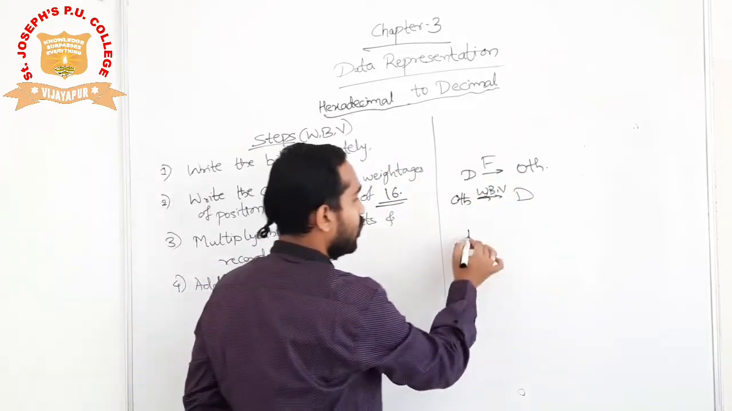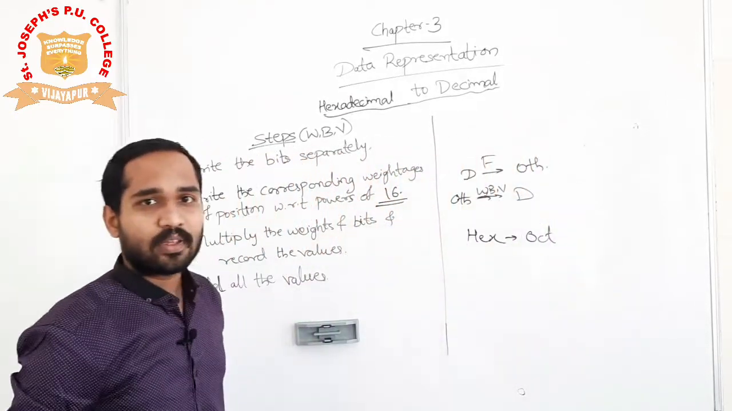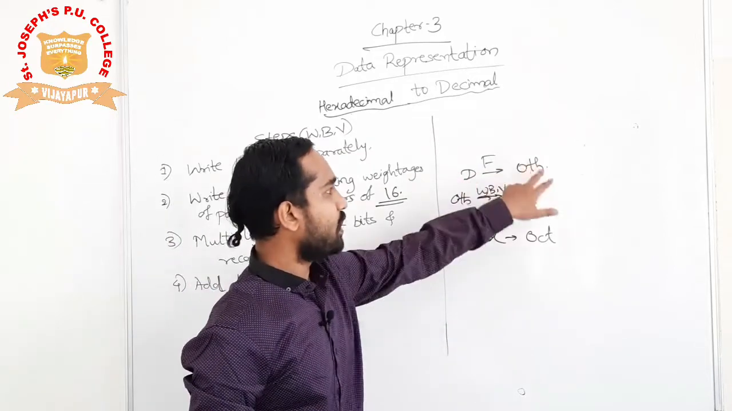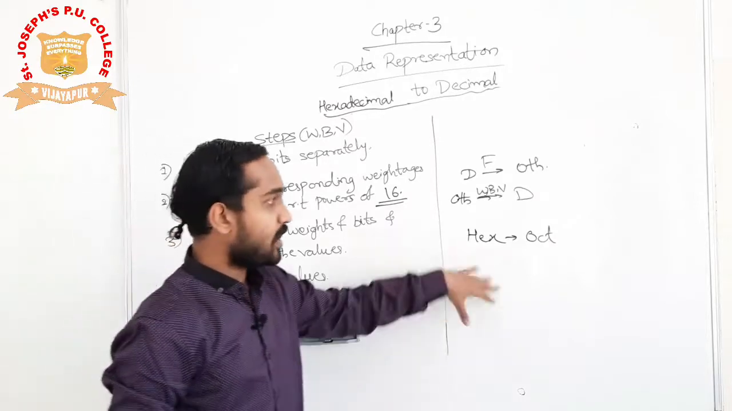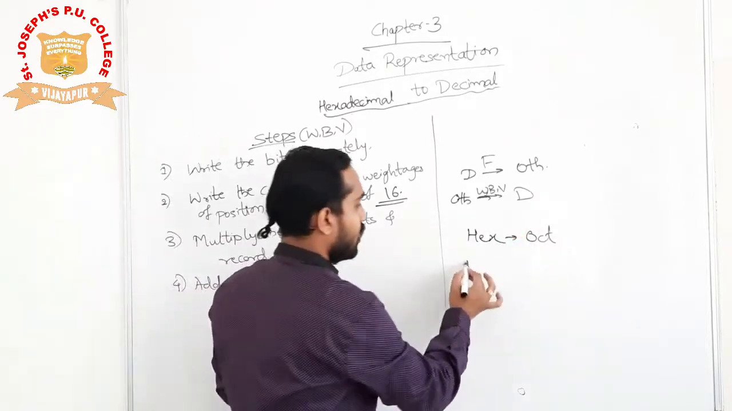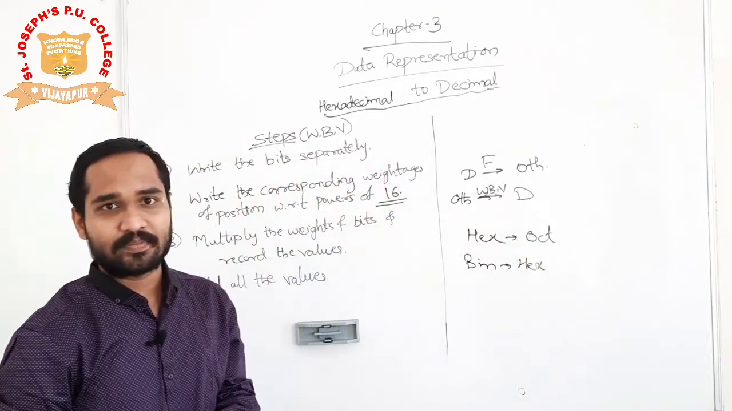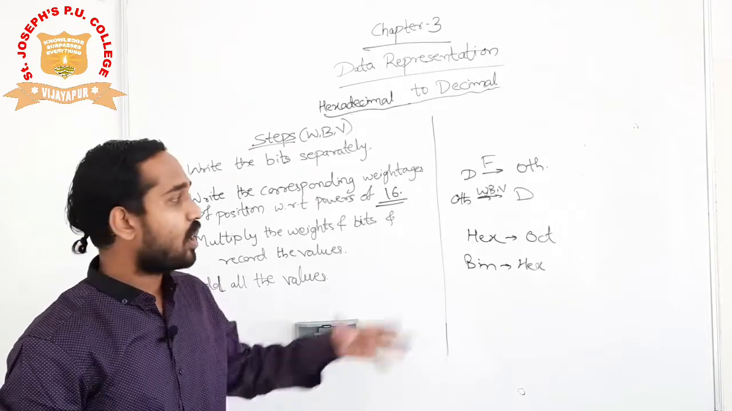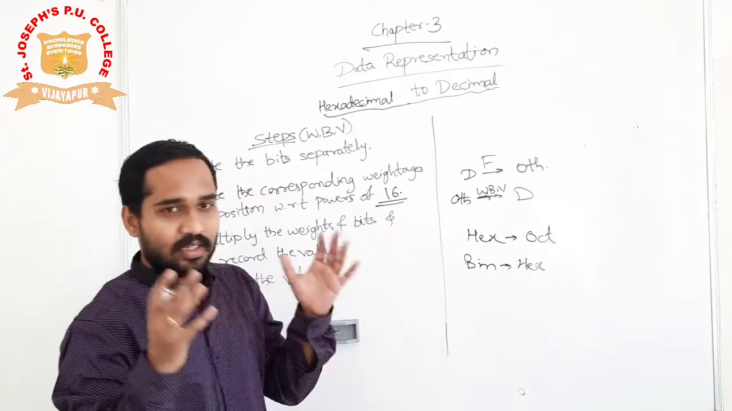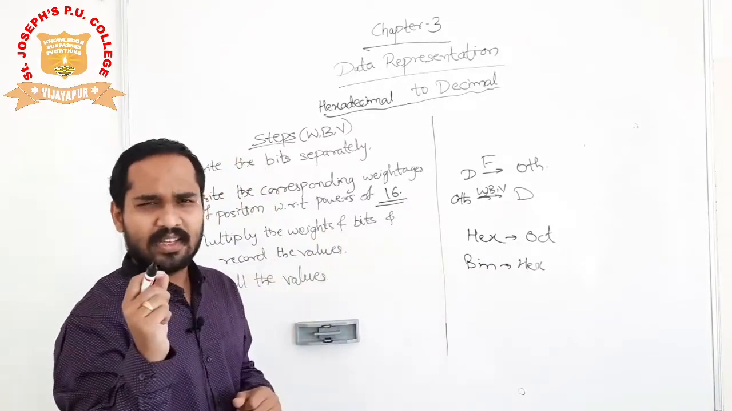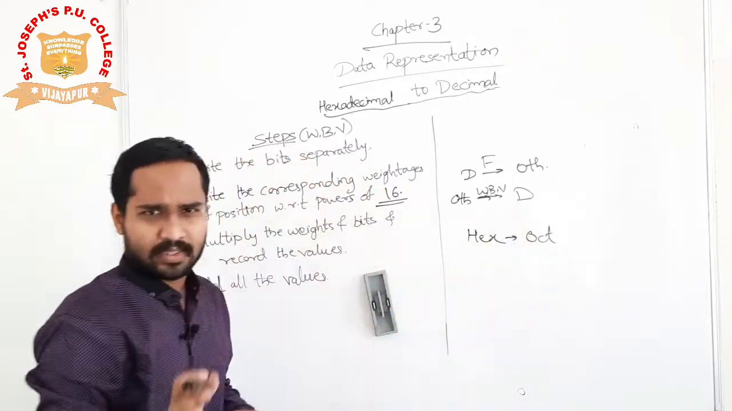But what if I want to convert from hexadecimal to octal? That didn't come. Only from decimal or to decimal has come. Inter-number system conversions, hexadecimal to octal, what to do? Or binary to hexadecimal, what to do? That we haven't learnt yet, isn't it? How to do this now? Just use an easy logic.